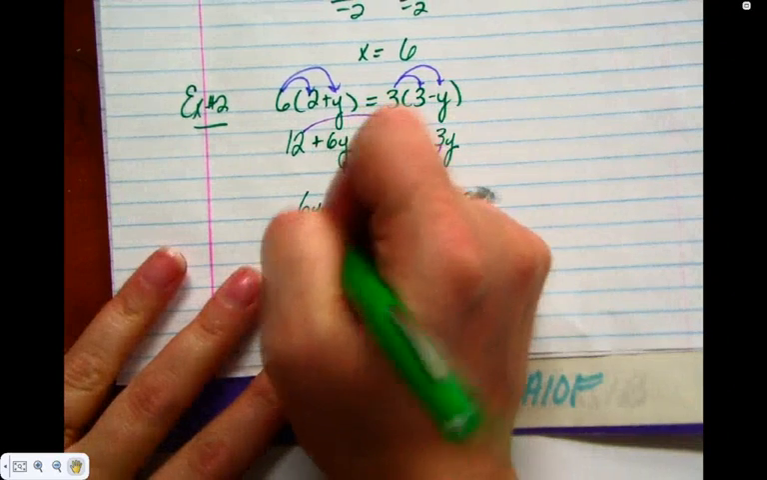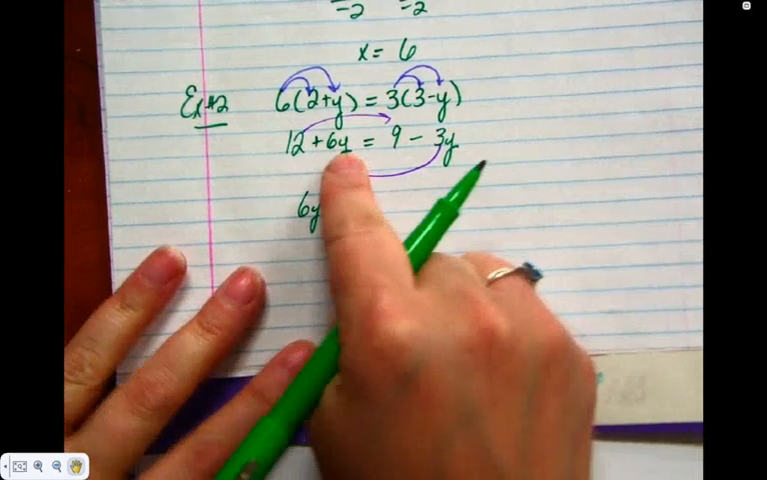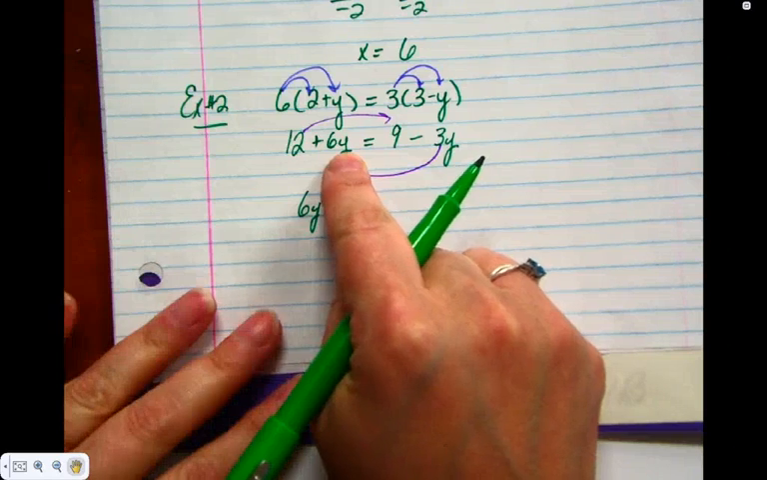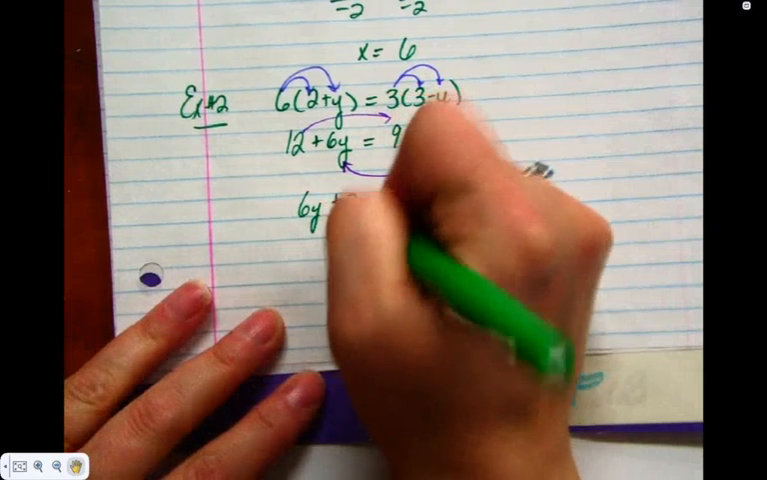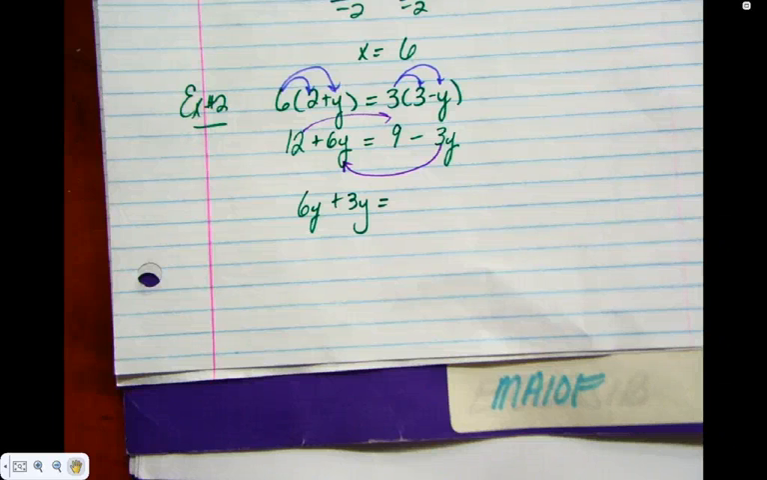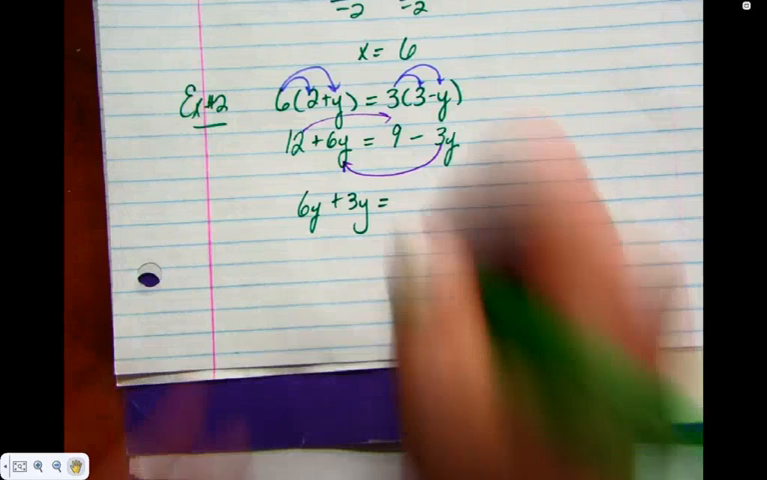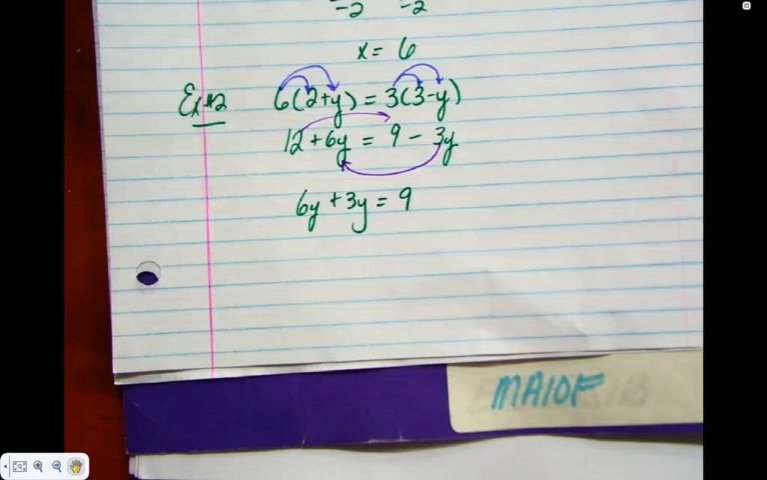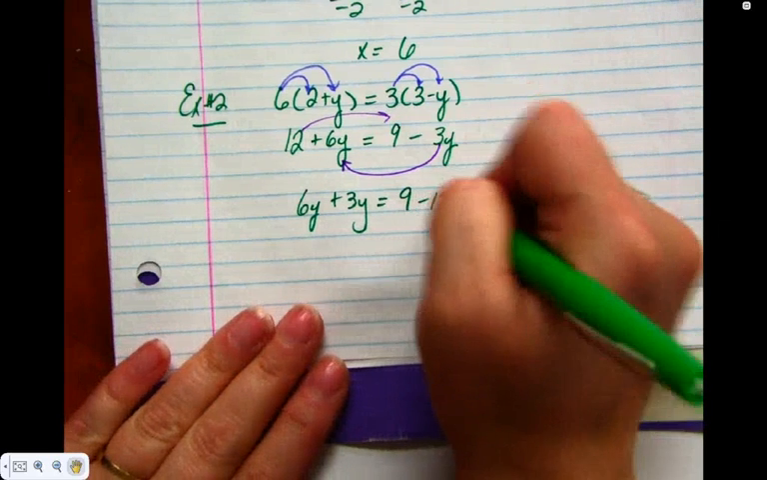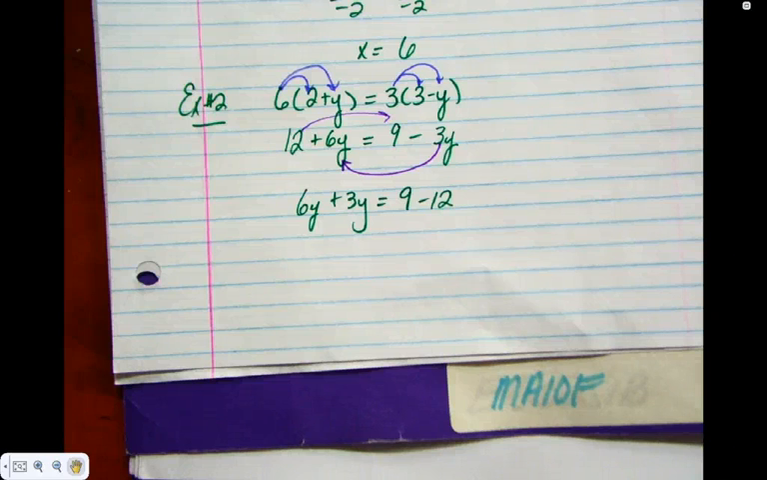I'm going to have 6y, and if I bring this negative 3y over, what happens to the sign? So we have plus 3y. Remember, anytime you cross over the equal sign, the sign changes. Then I had a 9 already on the left, and when I bring the 12 over, it goes from positive to negative. If you want to do that in 2 steps, feel free to do it in 2 steps.